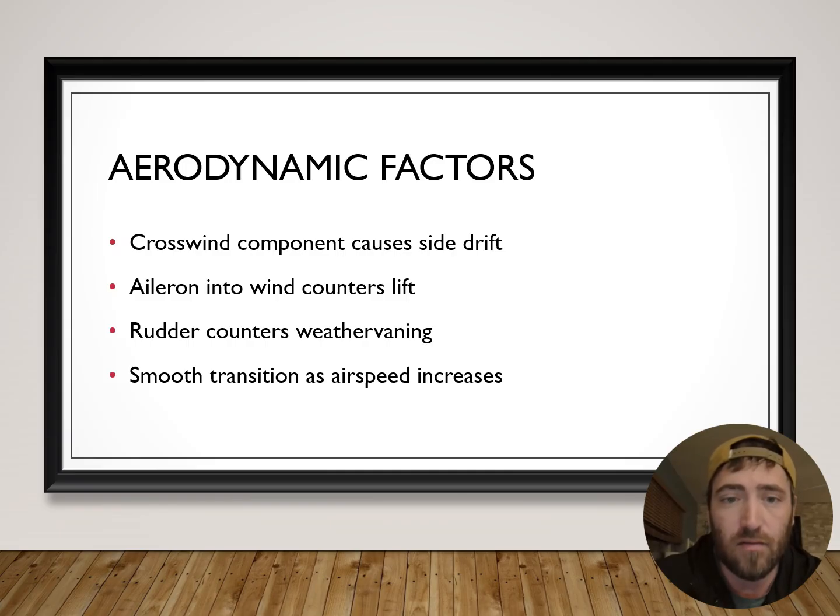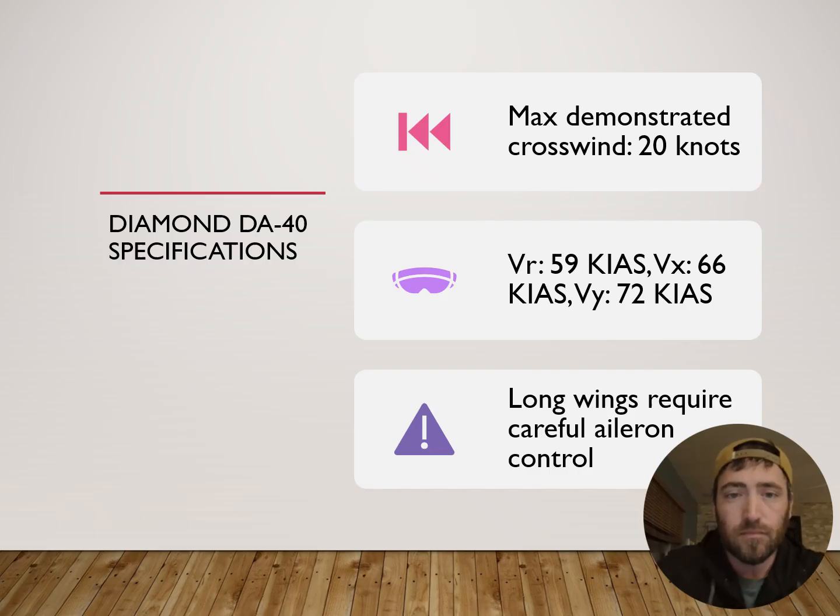In order to counter that, we place the aileron into the wind. This helps counter that lift and center everything up. We utilize the rudder, which will counter the weather vaning and keep the aircraft on center line. And we want to make sure that we have a smooth transition as our airspeed increases and that crosswind component is less of a factor.